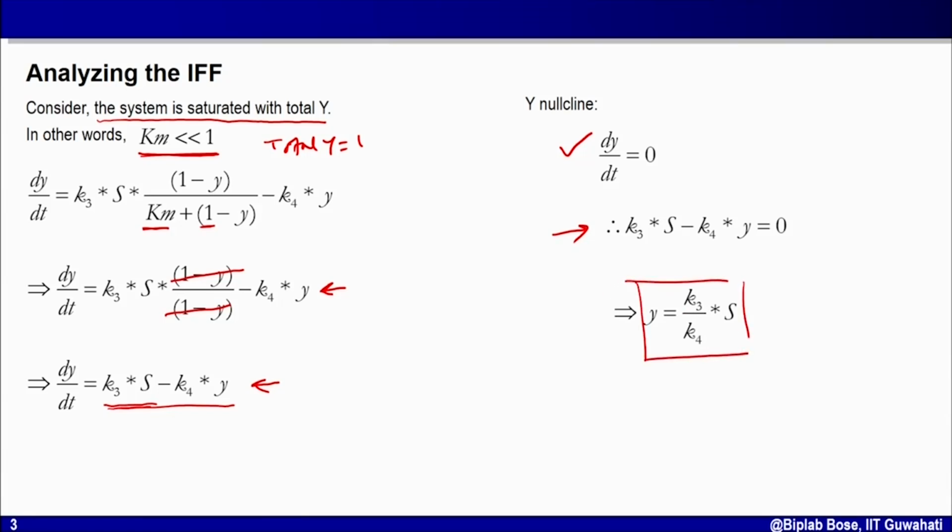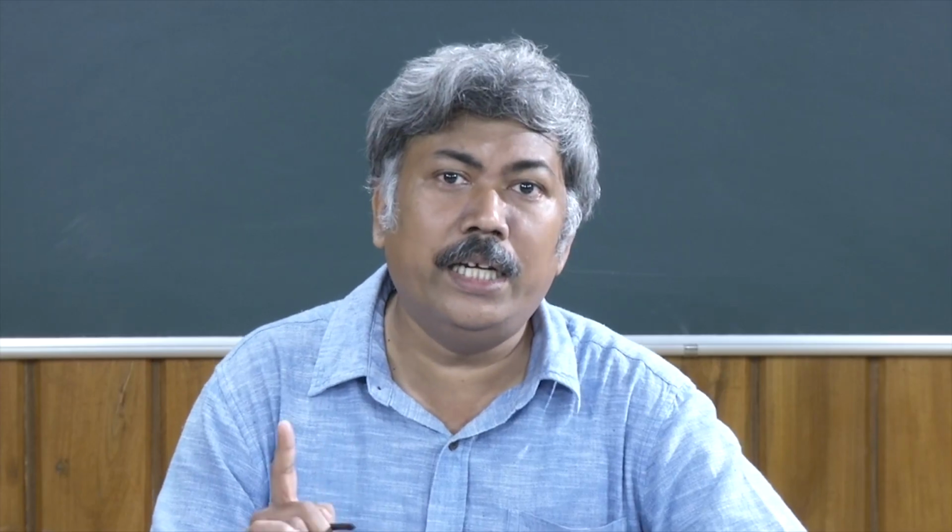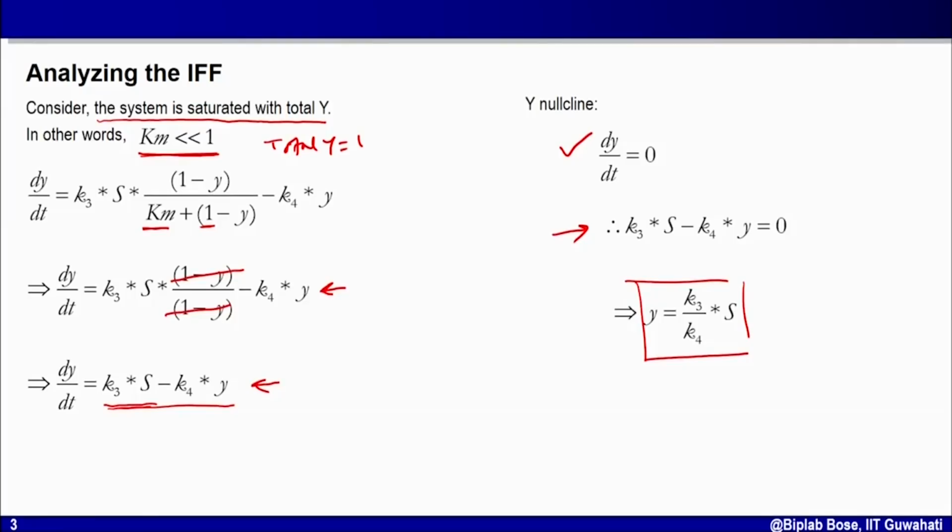Y is equal to K3 divided by K4. K3 divided by K4 is a ratio of two parameters, so it is a constant, into S. S is my input signal. So you can easily see Y is linearly dependent upon S, nothing else. Right? So here Y is linearly dependent upon S.